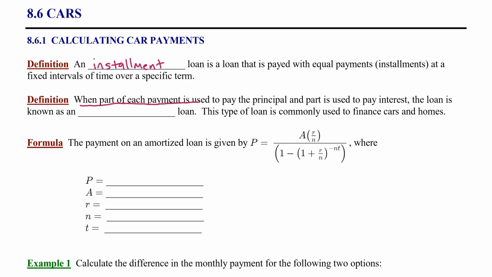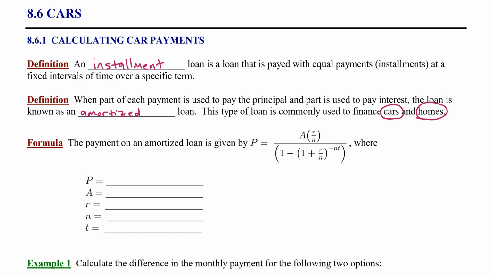When part of each payment is used to pay the principal, that is the amount that you borrowed, and part is used to pay the interest, the loan is known as an amortized loan. So every single payment designates a portion to the principal and a portion to the interest, and those portions change month to month. This type of loan is commonly used to finance cars, as we will examine in this section, and homes, as we will examine in the next section.